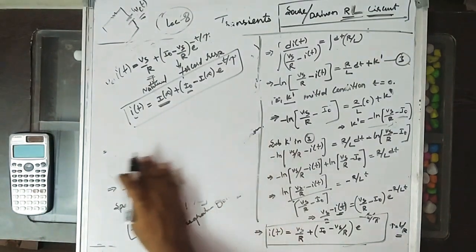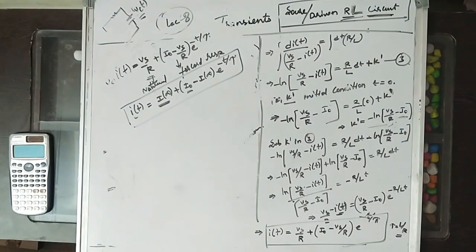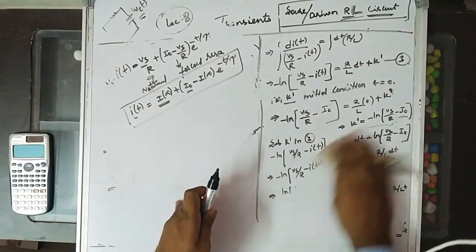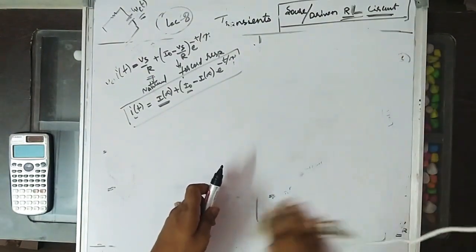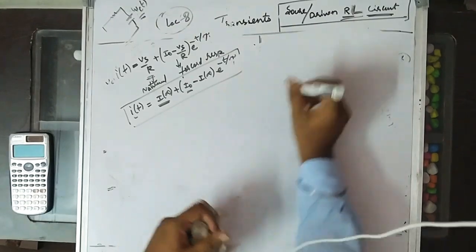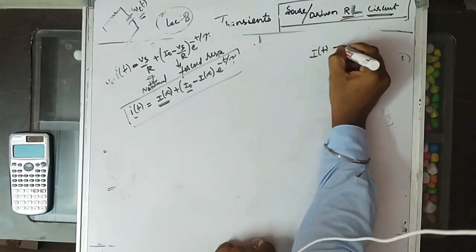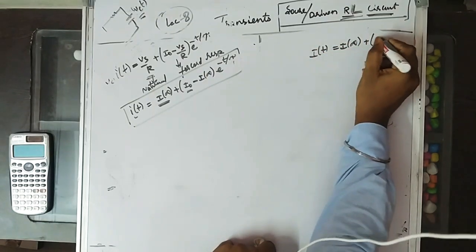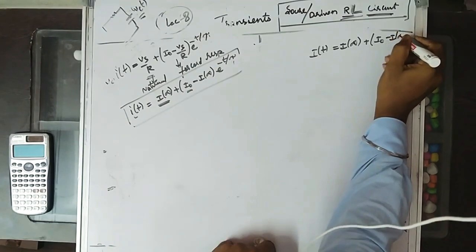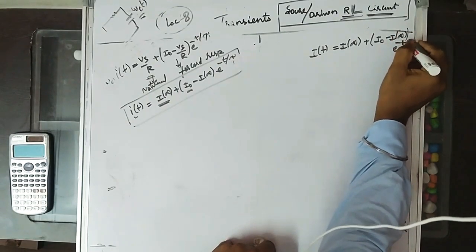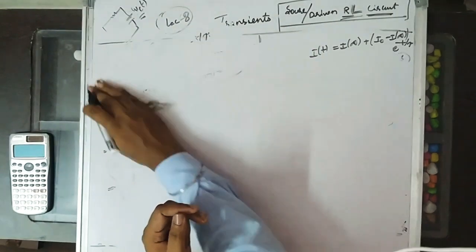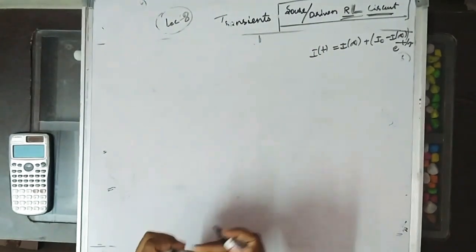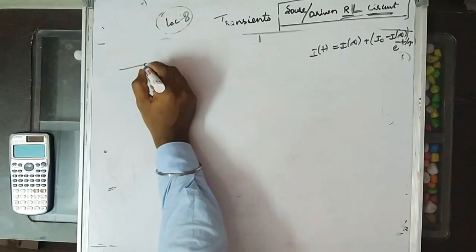The same methodology will be followed for the RC circuit also. We'll now solve a few problems based on that equation only. This is the current through that inductor, with e power minus t by tau. So I am taking a small circuit like this.